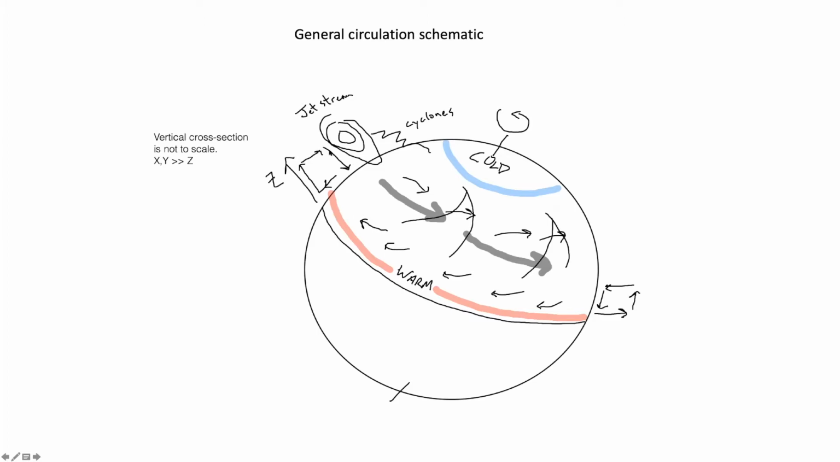And then next to the Hadley cell, you have a maximum in the winds blowing from west to east. That's shown in the gray here. That's our jet stream. And then on the poleward edge of the jet stream, you have your cyclones. And I'll get into more detail about what we mean by those. I note very carefully that the vertical cross-section here is way out of scale. So vertical motion and vertical length scales in the atmosphere are teeny as compared to horizontal length scales.